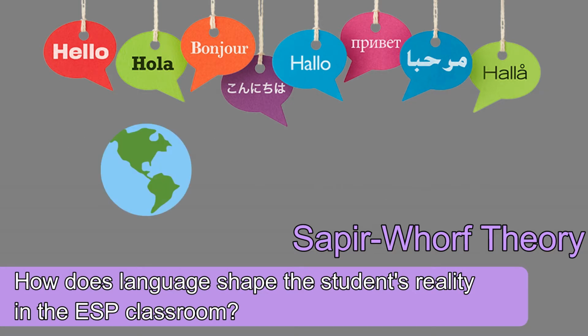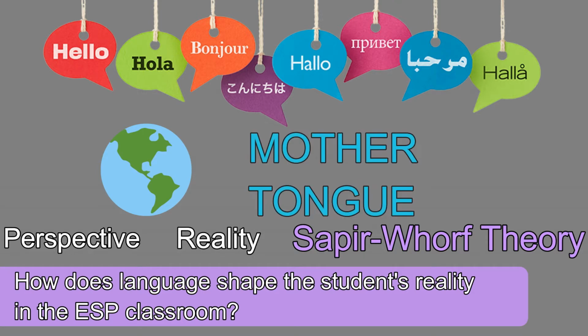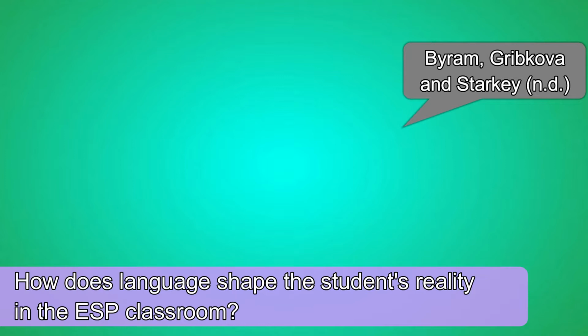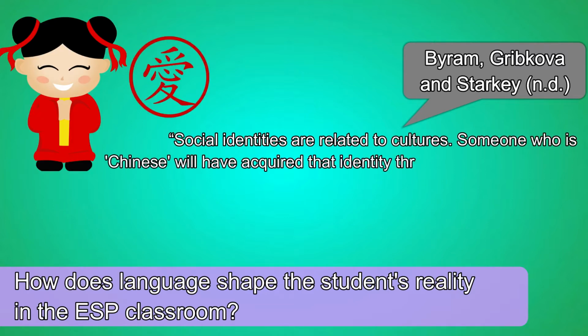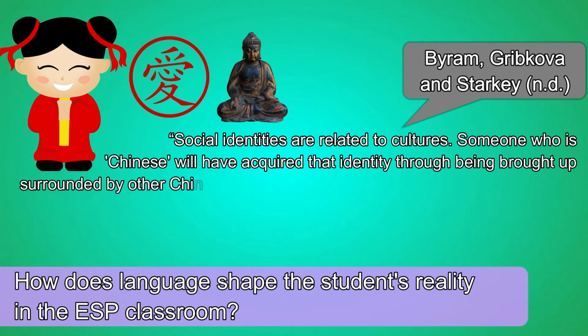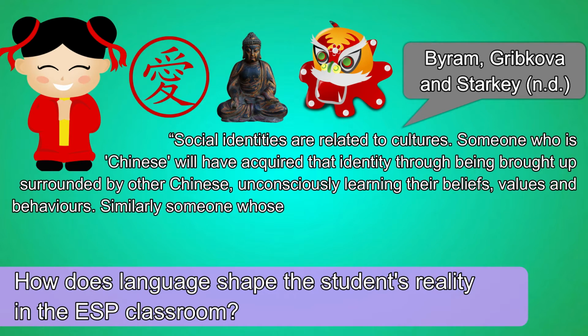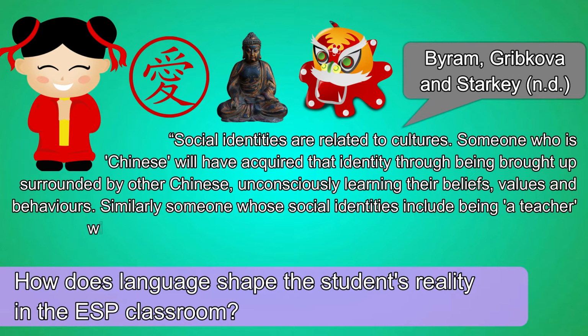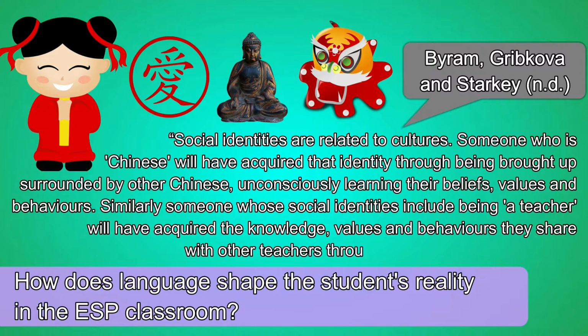That means that the student's perspective or reality is shaped by the undeniable and huge role of their mother tongue and the culture that the language carries, as illustrated by Byram, Gribkova, and Starkey. Social identities are related to cultures. Someone who is Chinese will have acquired that identity through being brought up surrounded by other Chinese, unconsciously learning their beliefs, values, and behaviors. Similarly, someone whose social identities include being a teacher will have acquired the knowledge, values, and behavior they share with other teachers through a process of socialization.